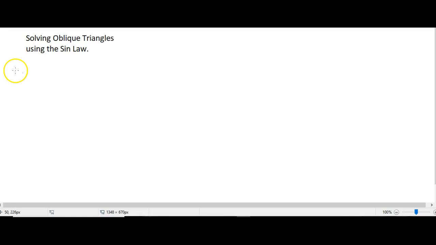Alright, in this video I'm going to show a couple of examples of solving oblique triangles using the sine law, and just talk to you about when you can use the sine law and some tips in using it. So first of all, you can use the sine law when you are solving an oblique triangle.